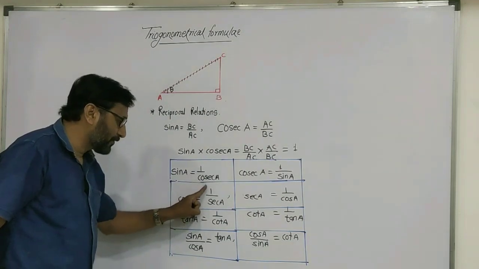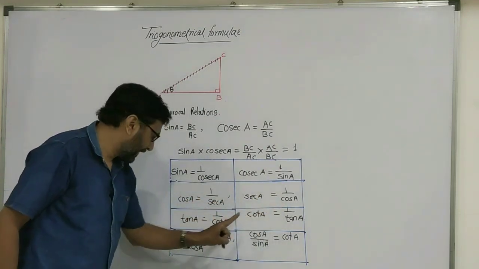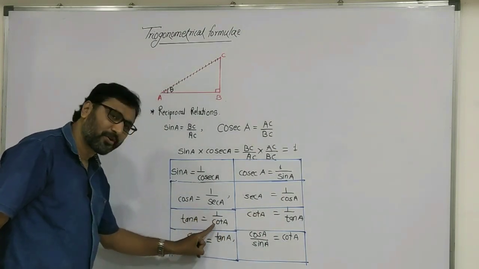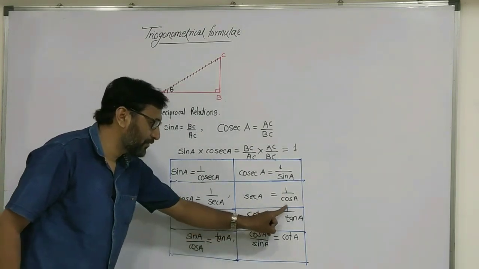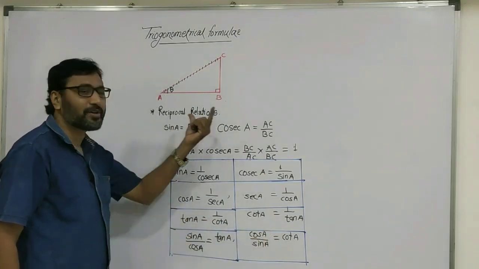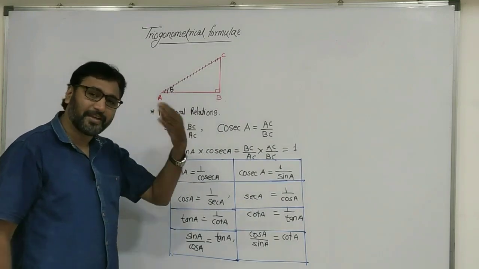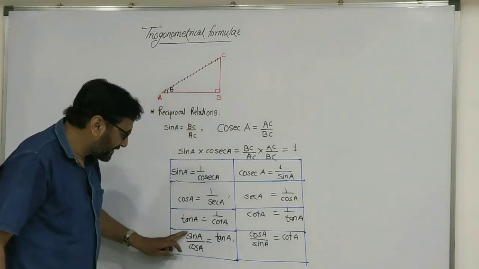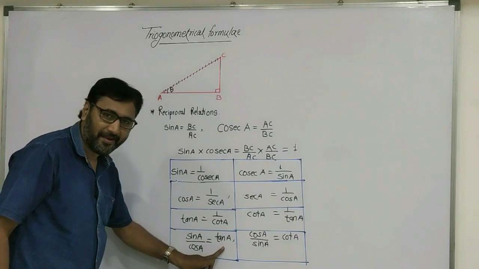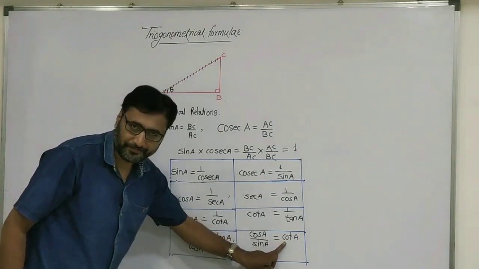Cos A is equal to 1 upon sec A, sec A is equal to 1 upon cos A, tan A is equal to 1 upon cot A, cot A is equal to 1 upon tan A. Students, if you take sin A and cos A separately, and if you take division of sin and cos or ratio of sin and cos, you will get sin A upon cos A is equal to tan A, and cos A upon sin A would be equal to cot A.